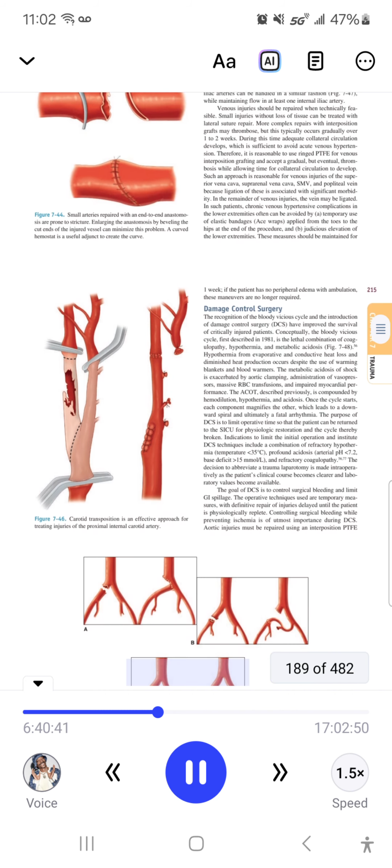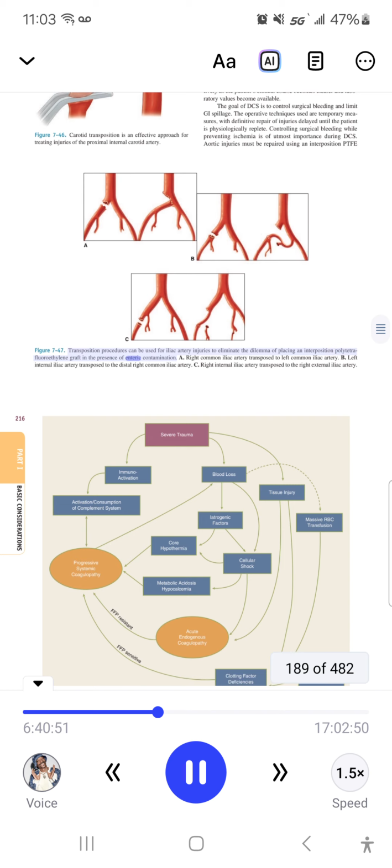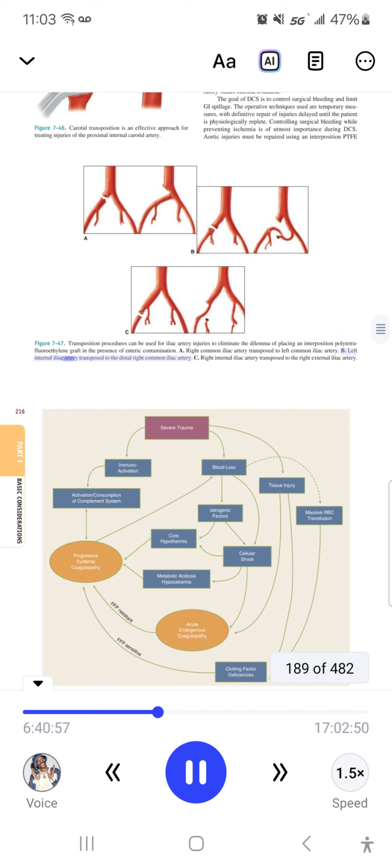Chapter Trauma. Figure 747. Transposition procedures can be used for iliac artery injuries to eliminate the dilemma of placing an interposition polytetrafluoroethylene graft in the presence of enteric contamination. A. Right common iliac artery transposed to left common iliac artery. B. Left internal iliac artery transposed to the distal right common iliac artery. C. Right internal iliac artery transposed to the right external iliac artery.